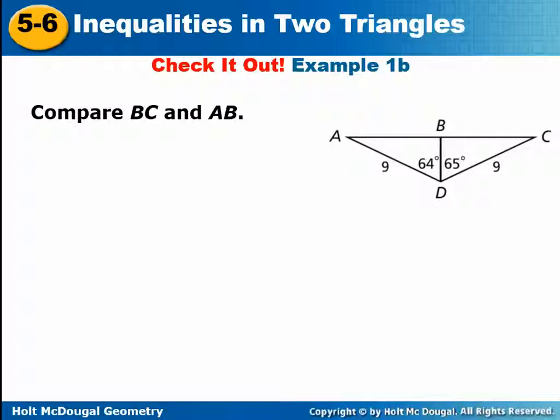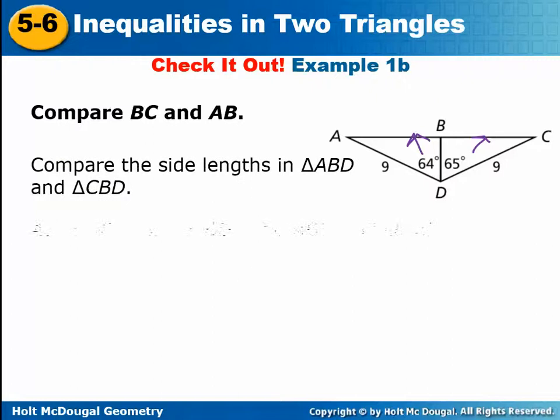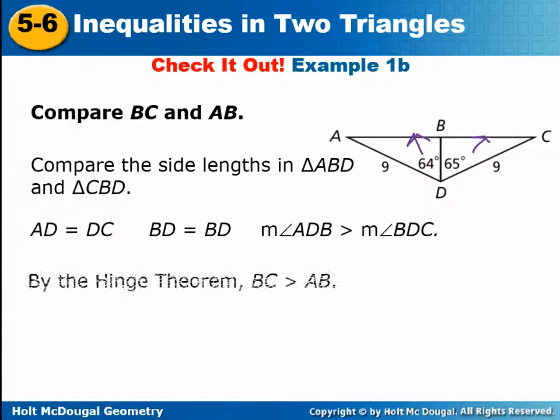This one asks you to compare side BC and side AB. So we're going to compare these sides. Well, one of them is opposite a 64-degree angle. One of them is opposite a 65-degree angle. So therefore, BC is opposite the bigger angle, so BC is greater than AB.